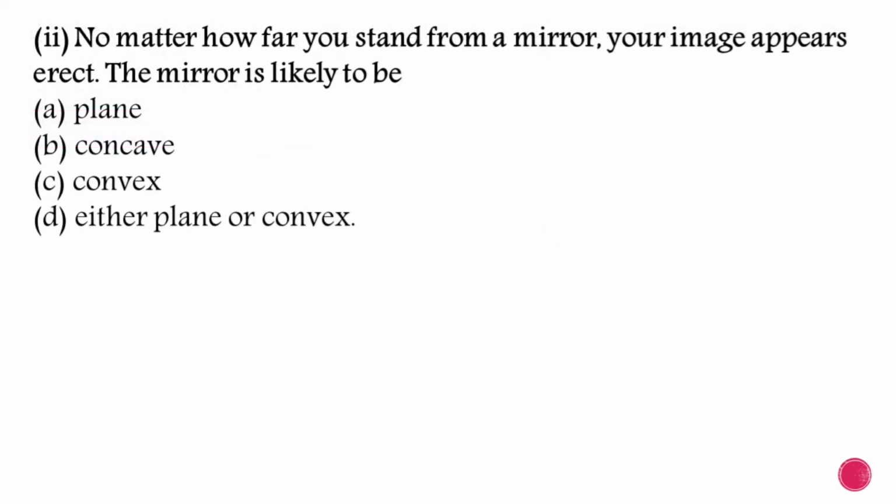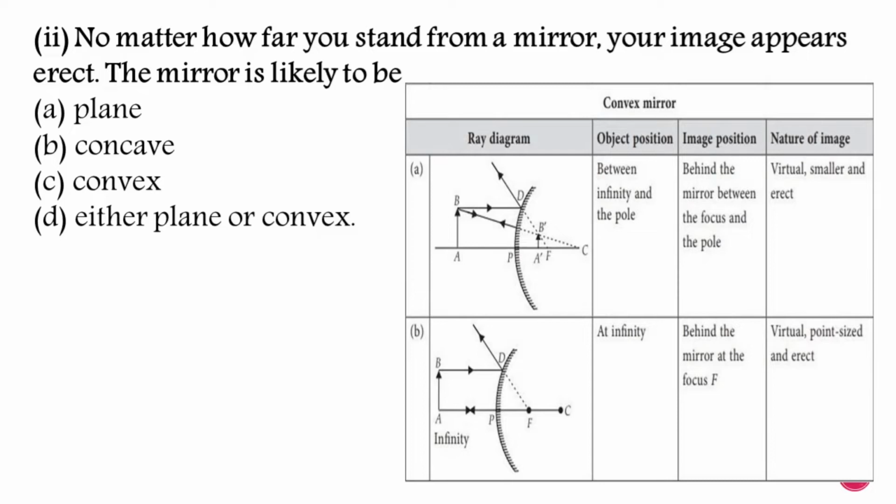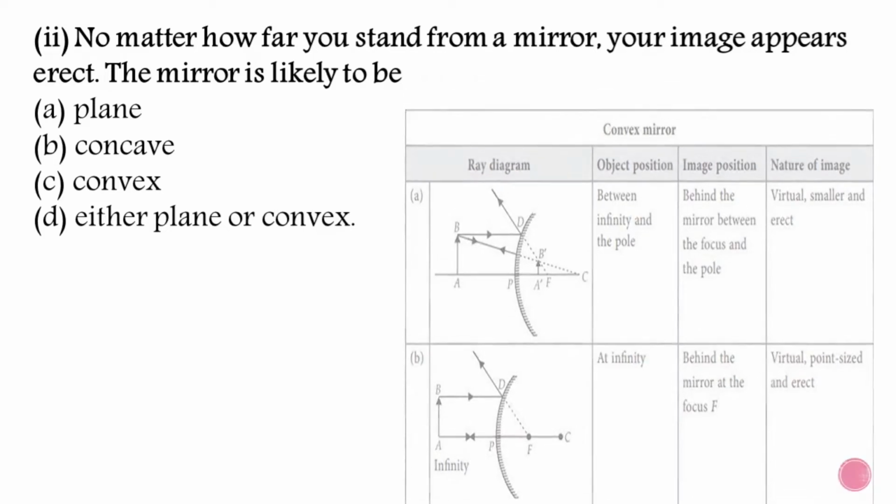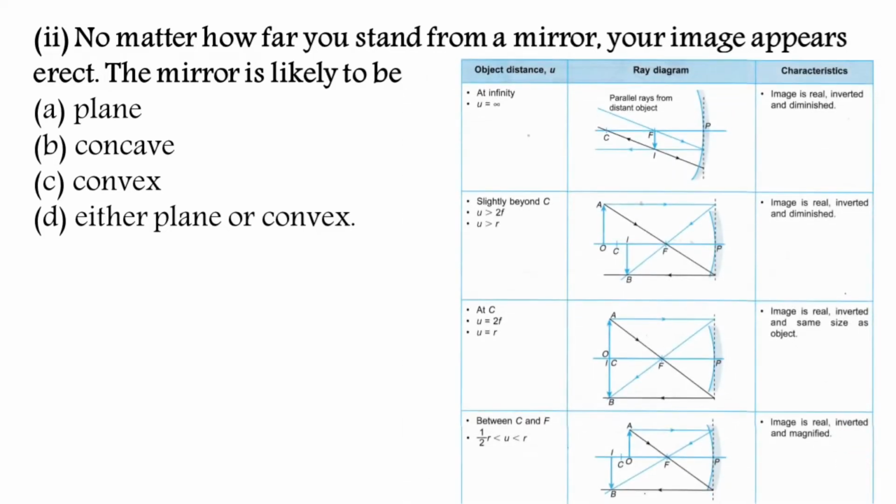Question 2. No matter how far you stand from a mirror, your image appears erect. The mirror is likely to be... Recall the image formation in concave, convex and plane mirrors. We know that in a convex mirror, the image is always erect, but it is a diminished image. Here in the question, it is only given erect, but the size of the image is not given. If you recall, in a concave mirror, most of the images formed are real and inverted, and only in one case we get an erect image.